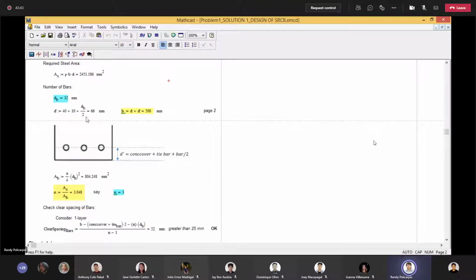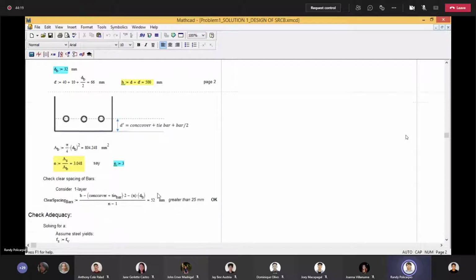Now, meron tayong figure dito para makita nyo kung ano yung effective cover. Ito, from the bottom of the beam, which is under tension, hanggang doon sa centroid ng layer ng bar. So, yun yung concrete cover natin. Concrete cover plus tie bar plus bar over 2. Okay? So, ngayon, I decided to use 3 instead na 4. So I decided to use 3.